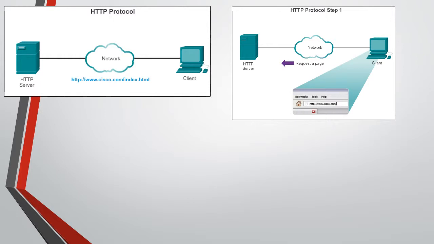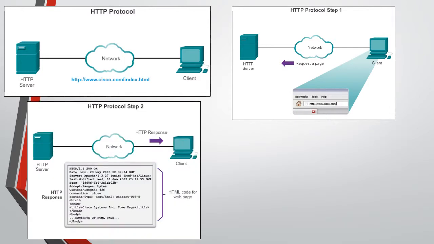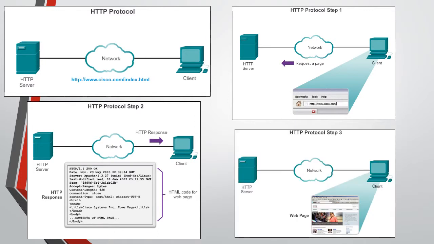Using HTTP requirements, the browser sends a GET request to the server and asks for the index.html file. The server, as shown in Figure 3, sends the HTML code for this web page to the browser. Finally, as shown in Figure 4, the browser deciphers the HTML code and formats the page for the browser window.